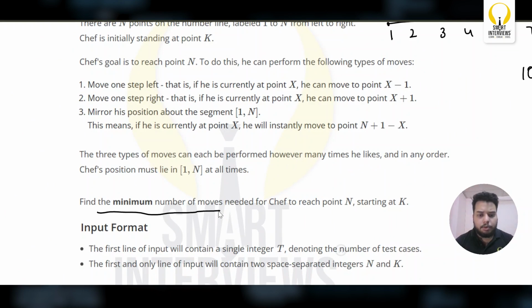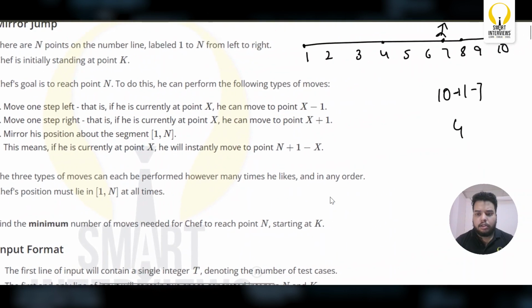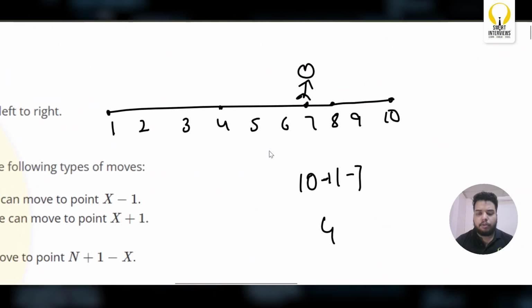Find the minimum number of moves needed for Chef to reach n. Okay, so we need the minimum number of moves. If I consider 7, I can simply go one step right, one step right, one step right. In 3 moves I will be able to reach 10. So for this case the answer is 3.